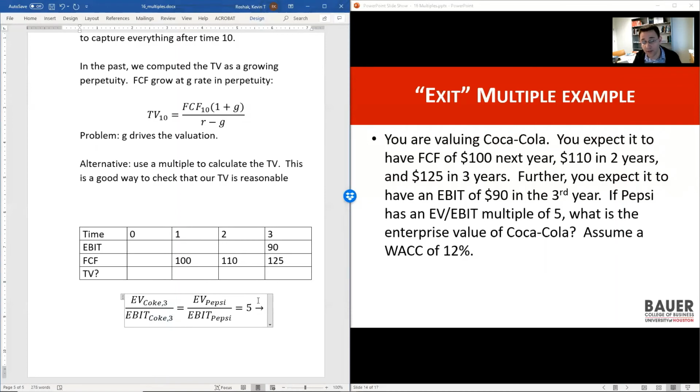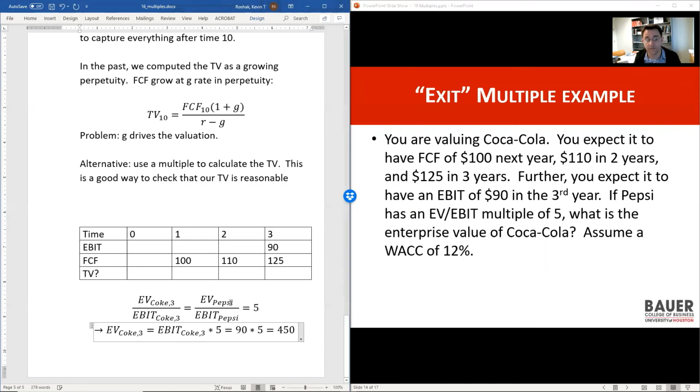We can use the multiple to figure out what the enterprise value for Coke should be at time 3. It's going to be the EBIT at time 3 times the multiple of 5. So the EBIT is 90. We multiply that by 5 to get 450. That's going to be our terminal value. And recall that the terminal value is an enterprise value. It's the value of all the free cash flows after the forecast.